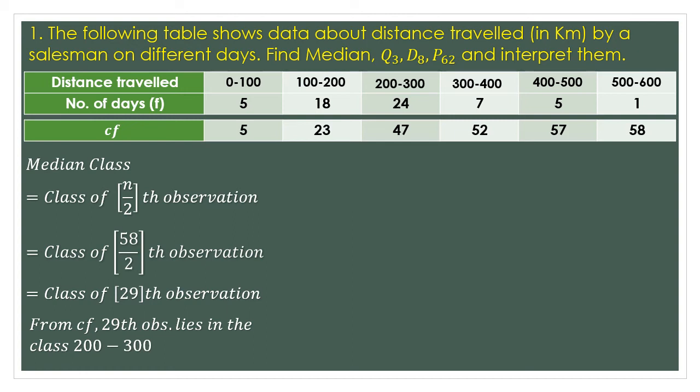Now we need to write down the measurements which we are going to use in the formula here. That is L, the lower limit, 200, the frequency of the class is 24, the cumulative frequency before our class is 23, and the class length of our class is 100.